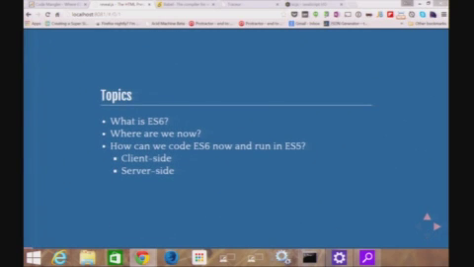So we're going to start off with this review of ECMAScript 6. Talk about where we are now in the different browsers and support, find out some of the tools we can use to figure out what's going on. Then we're going to look at the browser, and then we're going to look at the server. So that's kind of the sweep of the hour.